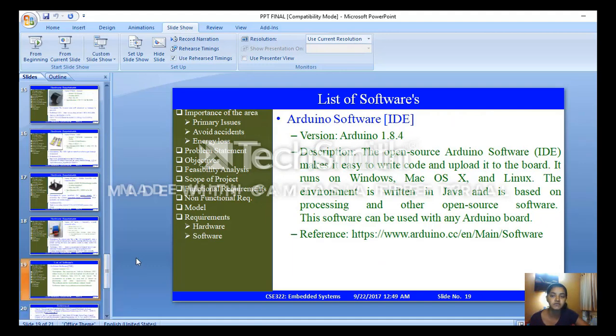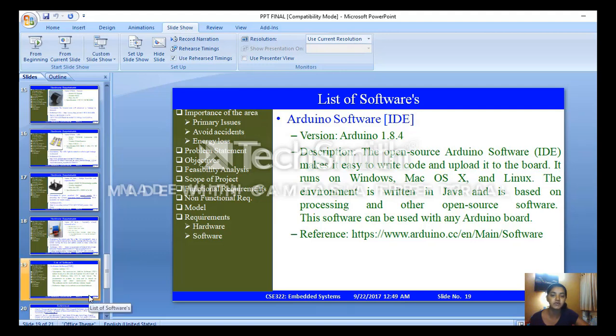The software that is used is Arduino software IDE. The version is Arduino 1.8.4. The open source Arduino software IDE makes it easy to write code and upload it to the board. It runs on Windows, Mac OS X and Linux. The environment is written in Java and is based on Processing and other open source software. This software can be used with any Arduino board.